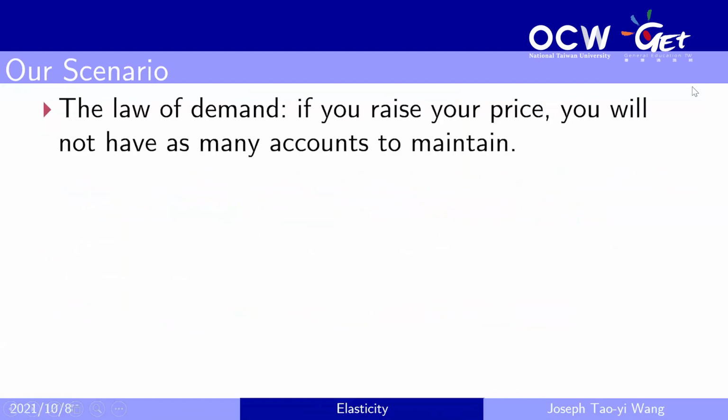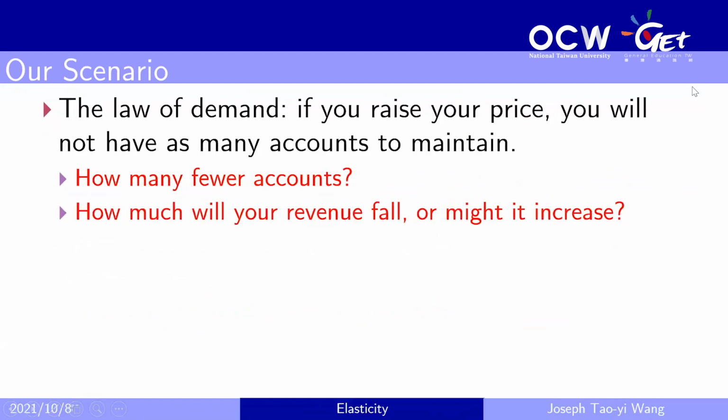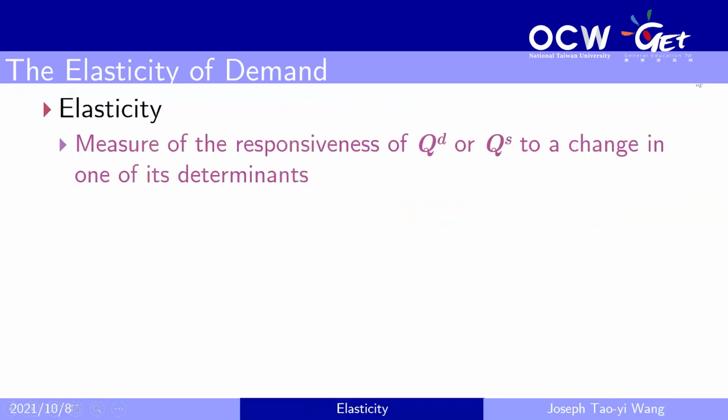From the law of demand, you know that if you raise your price, you will attract fewer customers. So you will not be maintaining 12 accounts like the current situation. But how fewer? That is the question. If you think of your revenue, would your revenue go up or would your revenue go down? So that is the question we want to answer. And here, this is where the elasticity of demand can help.